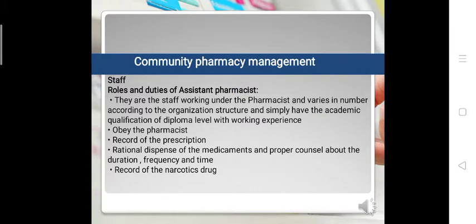The role and duty of the assistant pharmacist. After the senior pharmacist comes the assistant pharmacist; he will obey the pharmacist. Assistant pharmacists generally have a diploma-level qualification. He will obey the pharmacist. He will keep the record of prescriptions. He will dispense the medicaments and give proper counseling based on the duration, frequency and time.